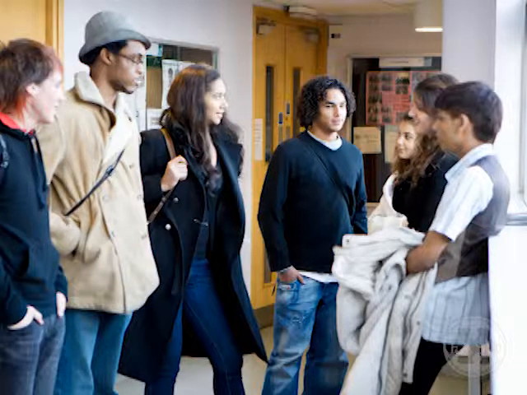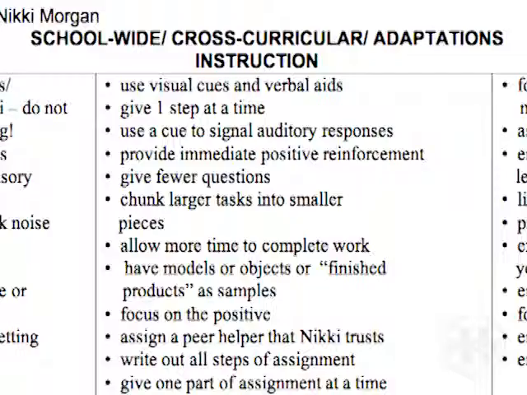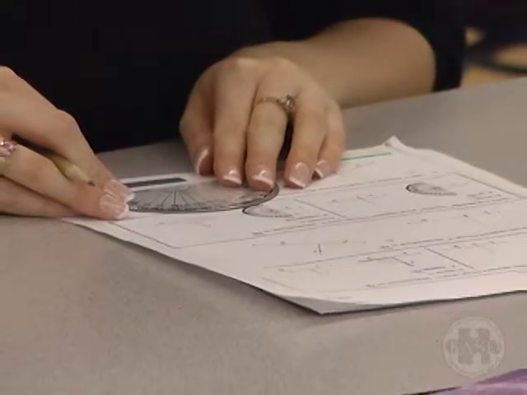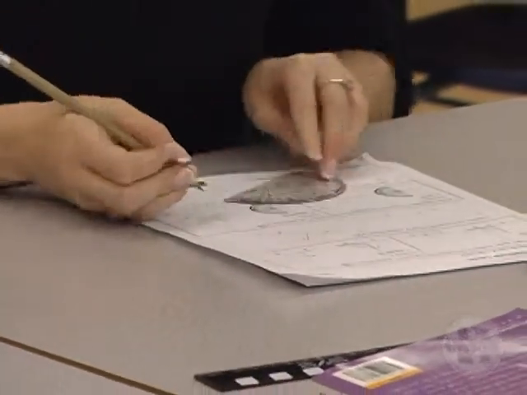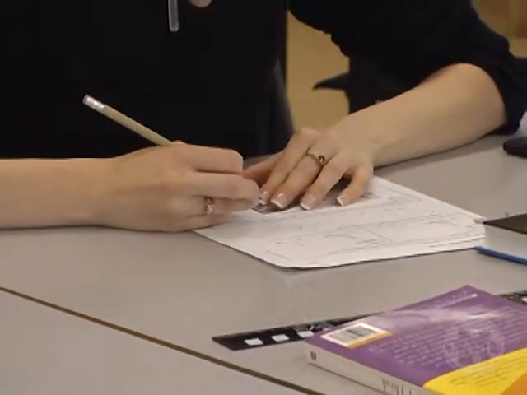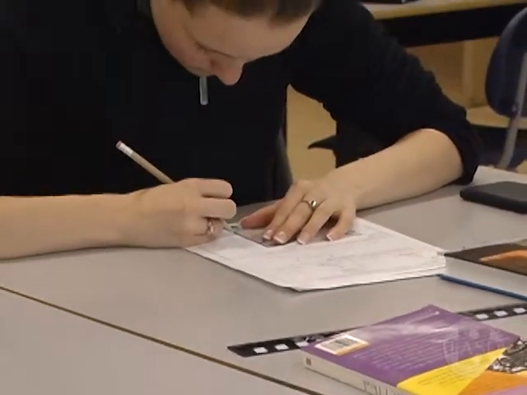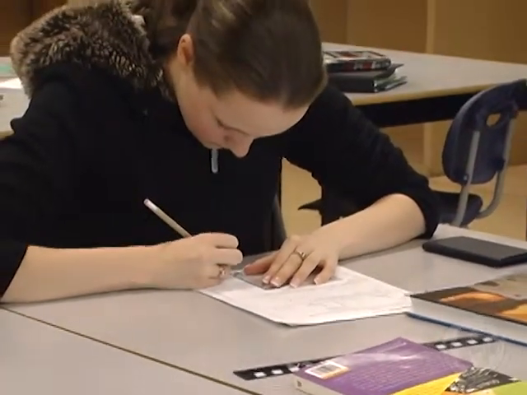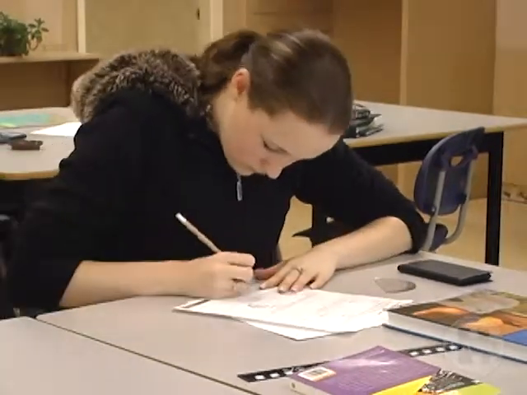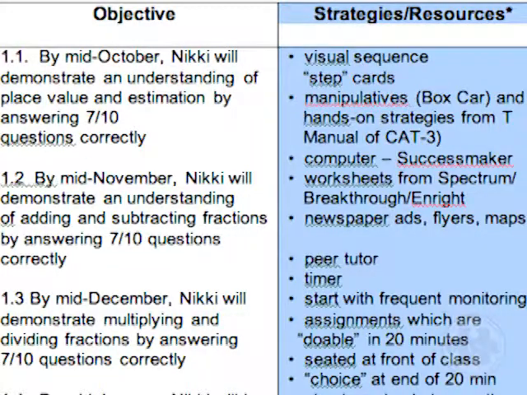For many students, the strategies need to be implemented at home, in the community, in the hallways, and in each class. Nikki's team developed a school-wide cross-curricular adaptations chart for use in all areas by everyone. Nikki's goal is to show that she has mastered the learning outcomes of the courses she is in. To help her learning, some of the teaching, learning, and assessment strategies used for all students may need adapting to meet Nikki's special needs. These strategies and resources specific to her needs in math are in the IEP.